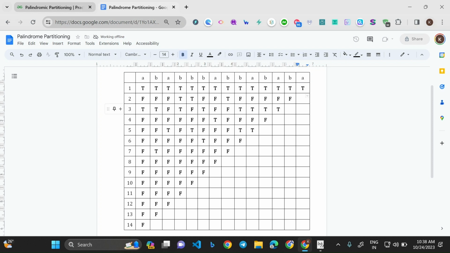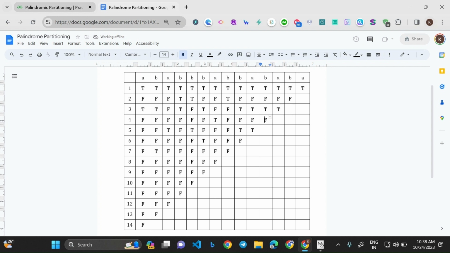Similarly, come to the case of length 3. So ABA. Is it a palindrome? Yes, that is the reason the corresponding value at A with length 3 is true. Coming to BAB, is it a palindrome? Yes, that is the reason that for length 3 starting with B, it is true. Similarly, you check all the other ones. And coming to the last one, is it a palindrome? Yes, so it's true. But from B, can you consider a length of 3? There are only 2 characters, and you need another character which is not there, so you need not fill it.